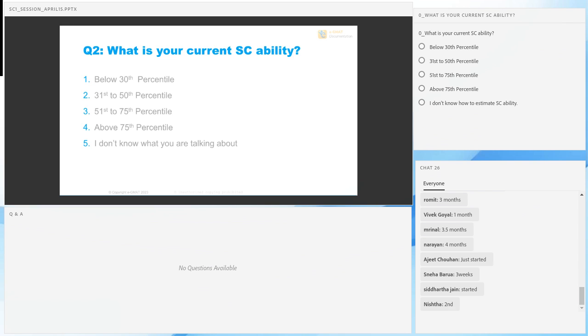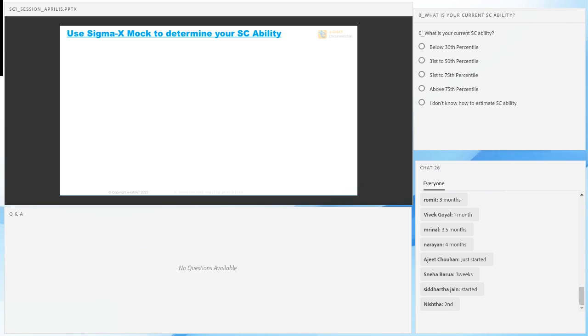will work on a very different set of tasks starting today versus people who are below 50th percentile. And even people who are between 50th and 75th percentile, their study plan is going to look very different. We're going to talk about all of that in this session, okay? But first and foremost, how can you determine your SC ability using Sigma X Mock? That's what we're going to talk about.